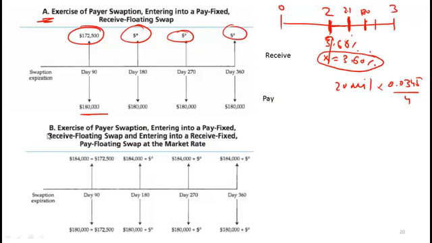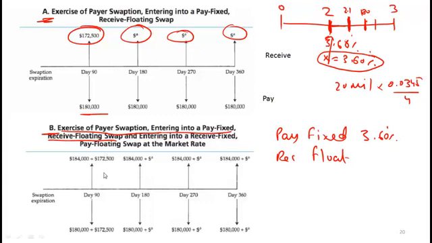All right, what's another scenario? The other scenario is that you exercise the pair swaption. What was the pair swaption? The pair swaption is pay fixed at what rate? At the exercise price of 3.60% per year, and then we change that into quarters. And what do you receive? You receive floating. So that's this part. Exercise pair swaption entering into a pay fixed and receive floating swap.